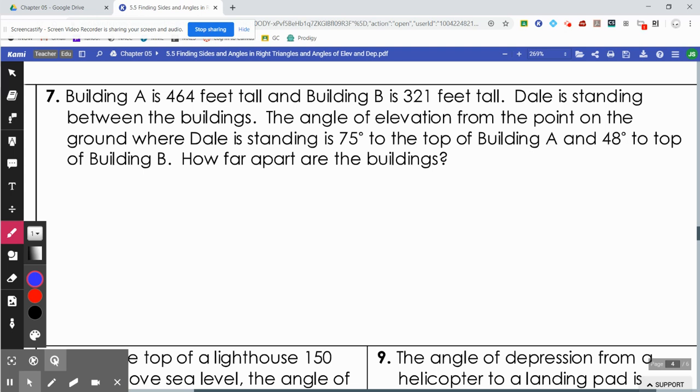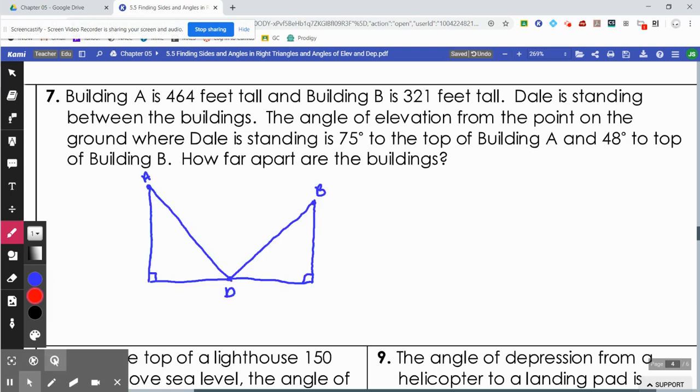So let's draw a picture of this scenario. Okay, so here is Dale standing between the two buildings. Building A is 464 feet tall. Building B is 321 feet tall. He's standing between the two buildings. It says that the angle of elevation to the top of building A is 75 degrees. To the top of building B is 48 degrees.